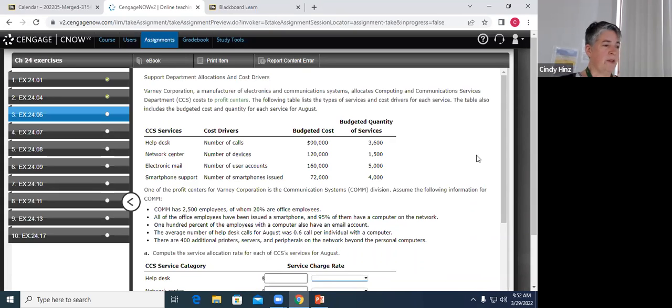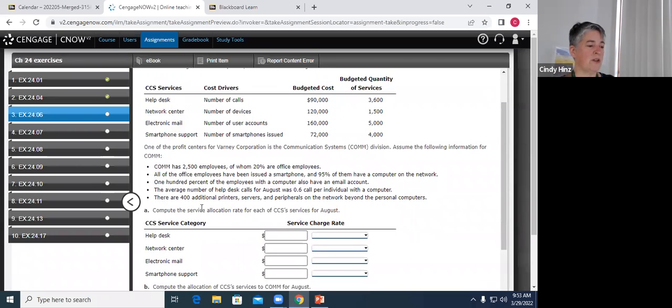Barney Corporation, a manufacturer of electronics and communication systems, allocates computing and communication services department costs to profit centers. The following table lists the types of services and cost drivers for each service. The table also includes the budgeted cost and quantity for each service for August. So we have 4 different services that we're going to be allocating. We've already identified an appropriate cost driver for each one of those: help desk, network center, electronic mail, and smartphone support.